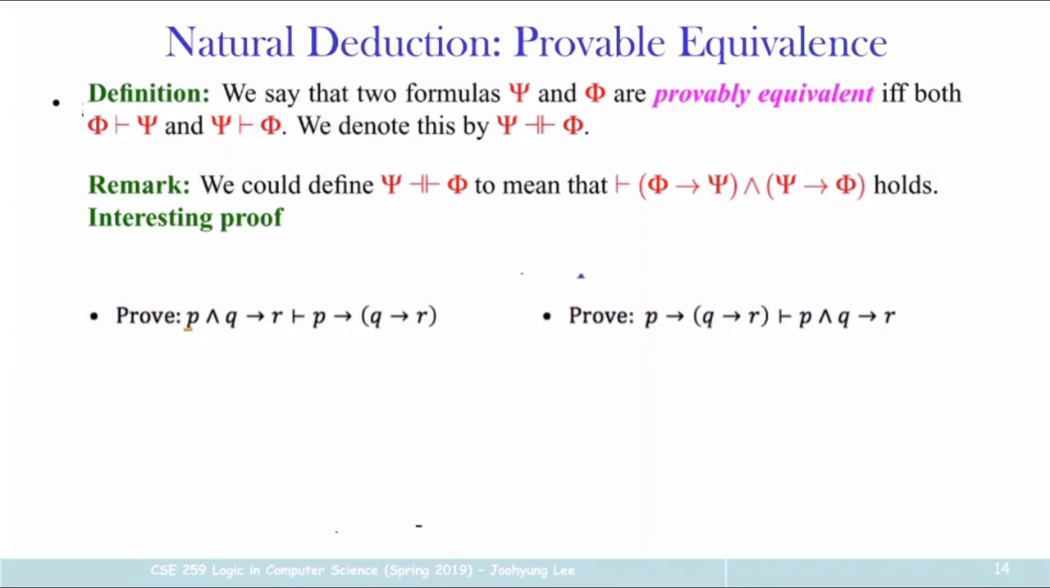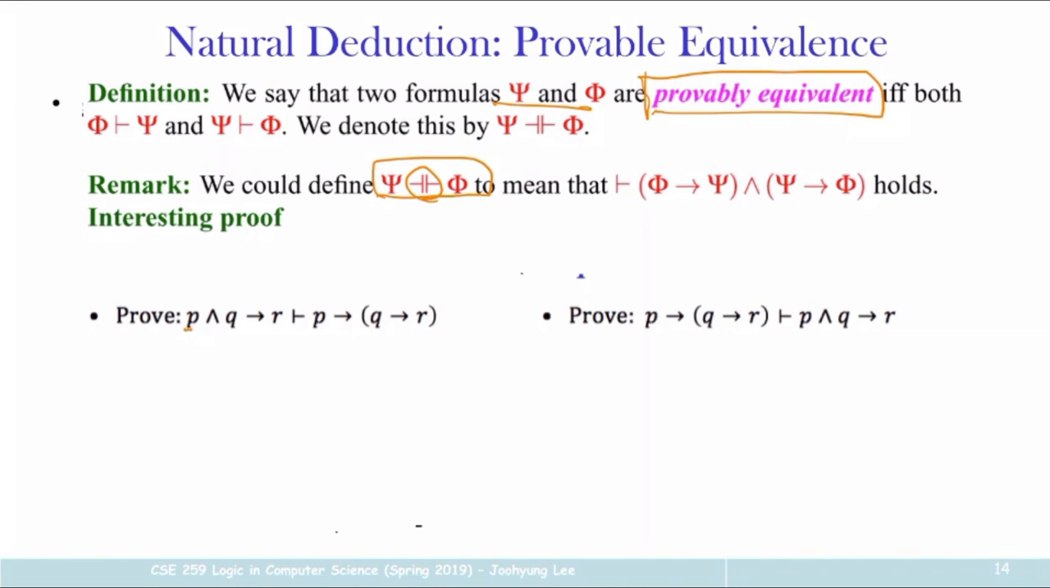Which means that you can go from one formula to another. Given this formula, you can derive another formula, and given the other formula, you can derive the original formula. So in that case, these two formulas are so-called provably equivalent, because you can derive one from the other. Sometimes we use this notation to say that they can go in both directions.